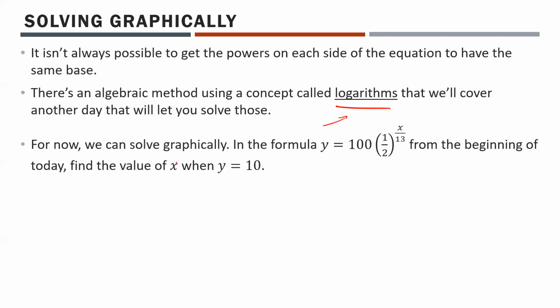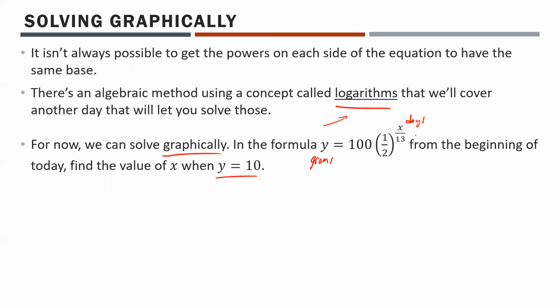But instead, for now, we can solve graphically. Now, in the formula y equals 100 times 1/2 to the power of x divided by 13, from the beginning of today, that was the half-life formula where x is the amount of time in days, and y is the amount of grams left over. Find the value of x when y is equal to 10. Okay, so we're given a y value, so 10 grams left over.